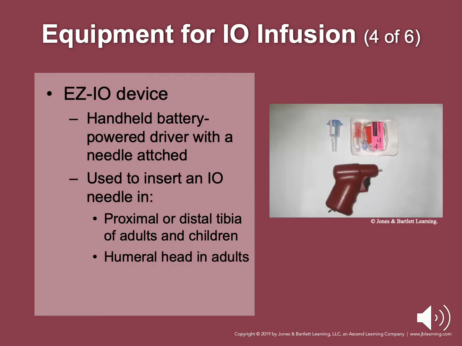Use a 10 ml syringe to remove an EZ-IO. Attach the syringe to the IO's Luer lock and twist the syringe clockwise to remove the device.